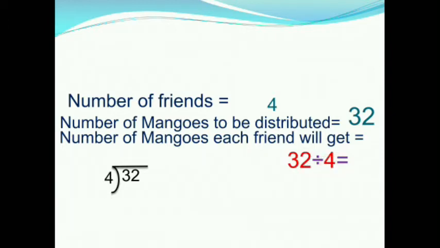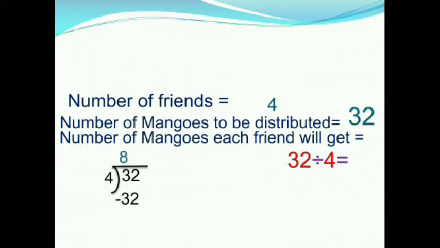In the 4 table, where do we get 32? 4 ones are 4, 4 twos are 8, 4 threes are 12, 4 fours are 16, 4 fives are 20, 4 sixes are 24, 4 sevens are 28, 4 eights are 32. Write 8 in the quotient place and write 32 below 32.